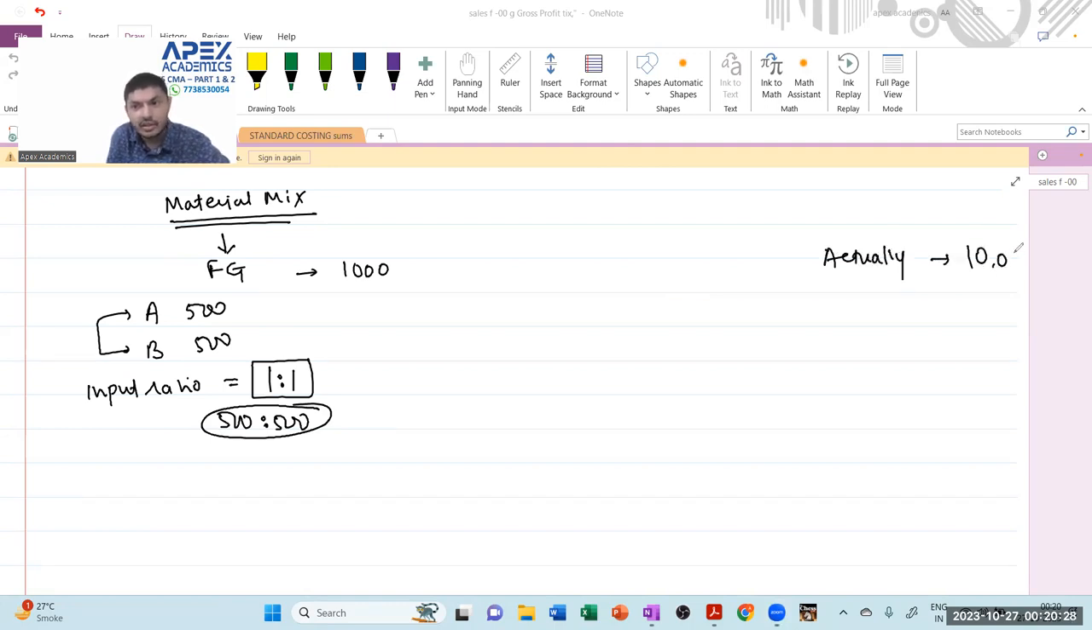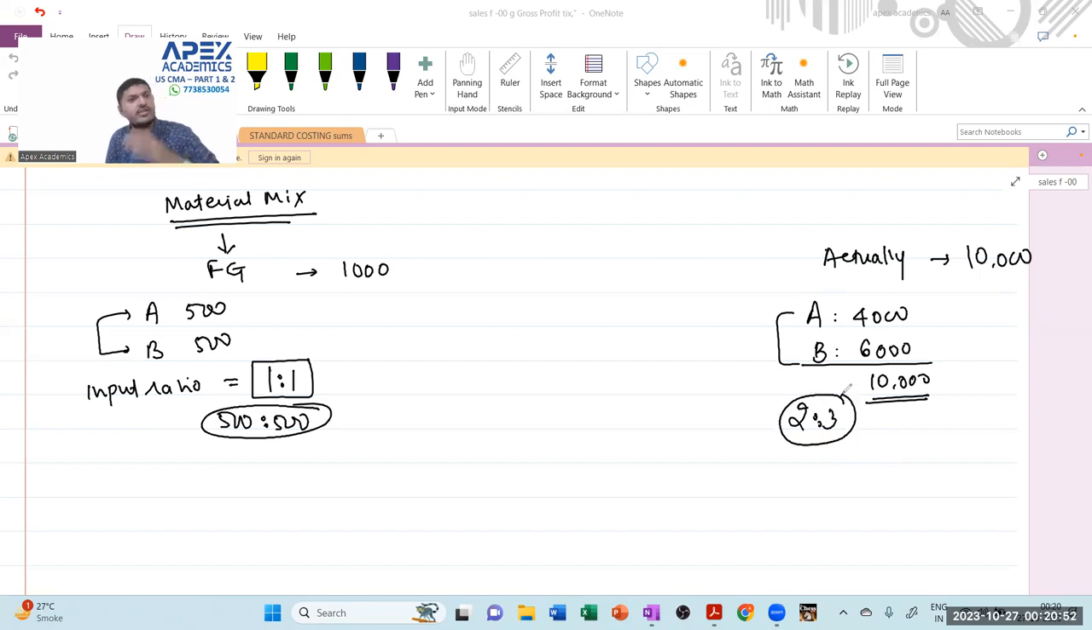Actually, I made 10,000 units. I made how many units? I made 10,000 units. And in the process of making these 10,000 units, A, I used 4,000, and B, I used 6,000. And I made 10,000 such units. Over here, if you notice, the input ratio is 2:3. 4:6, 2:3. This is what I noticed. Okay, let's do the calculations ahead.